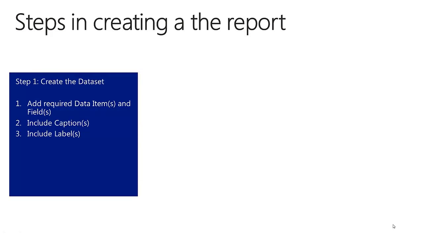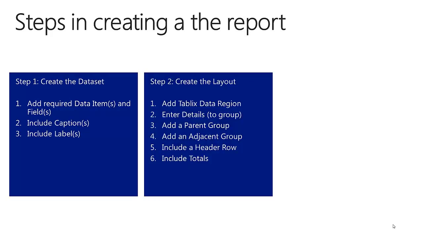The first step was to create the dataset in the report. We have seen how to add the required data items and fields in the report, include the required captions and the labels. The next step is to create the layout of the report in Visual Studio. For this we will start by adding a Tablix data region into the body of the report and enter the details that need to be grouped. Next we will add a parent group and an adjacent group in the matrix. Then we will include the header row and include totals.